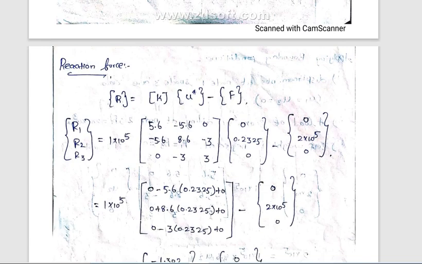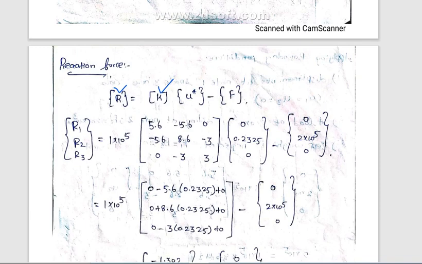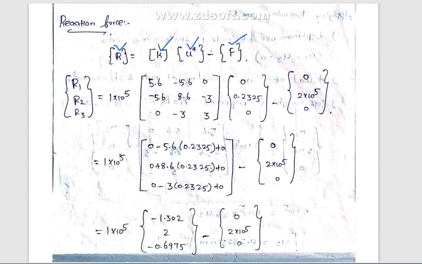Next you have to find out the reaction force. The formula to find the reaction force is R matrix equal to stiffness matrix into displacement matrix minus force matrix. We already know the reaction forces act at nodal point 1 and nodal point 3, because there is no displacement at nodal points 1 and 3. Therefore the total nodal points have reactions R1, R2 and R3.